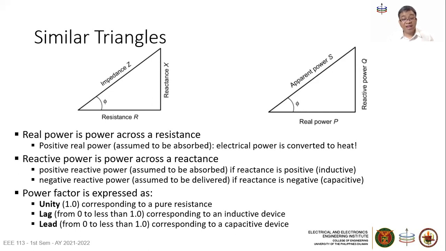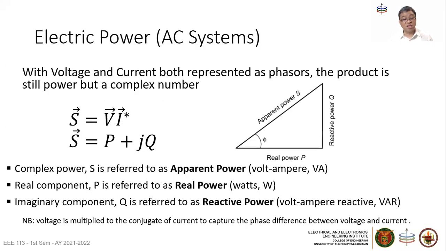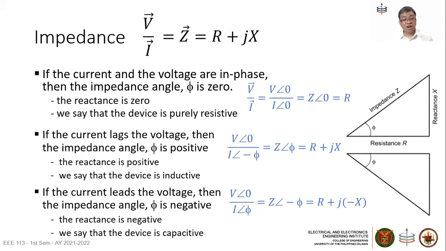We also define a lagging or a leading power factor. Both of them could be between 0 and 1, or less than 1, because 1 is unity power factor. If we say that the power factor is lagging, then we have an inductive device. The current lags the voltage. We have an inductive device, which is similar to this case here. The current lags the voltage: inductive, lagging power factor.